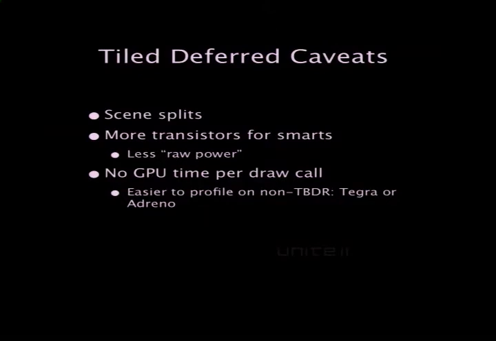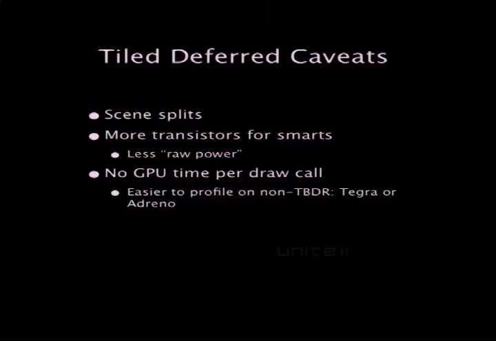In the case of Blade Slinger, it was not crucial. Performance-wise, it was not terribly bad, but just by reducing the vertex count by 10%, we got rid of the scene splits and got much faster. And another thing about tile deferred is that it's very hard to actually measure GPU draw costs. It's much easier to profile on Tegra or Adreno than on SGX, unfortunately.